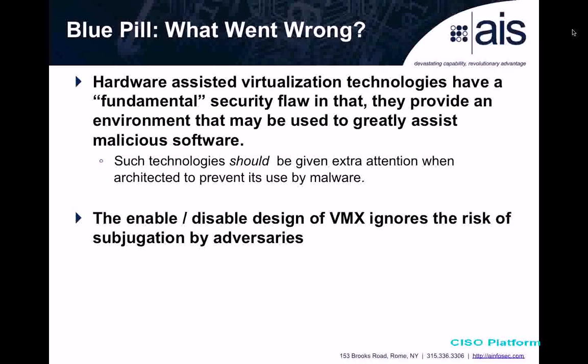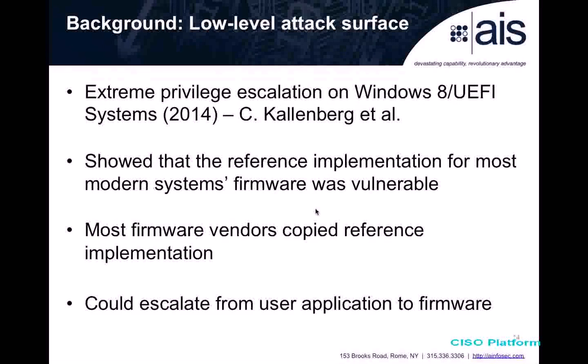And so these technologies really need to be given extra attention when they're architected. Basically, if all they provided was a single instruction that you could guarantee would tell you whether or not there was a hypervisor, you could at least detect if you were being compromised, but they don't have that. So that's this implicit authentication once you're running that you'll see many times in hardware.